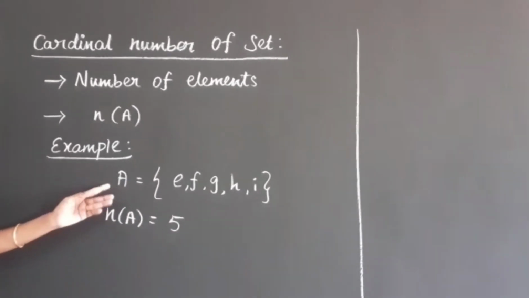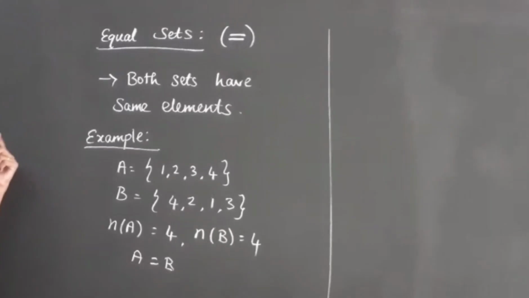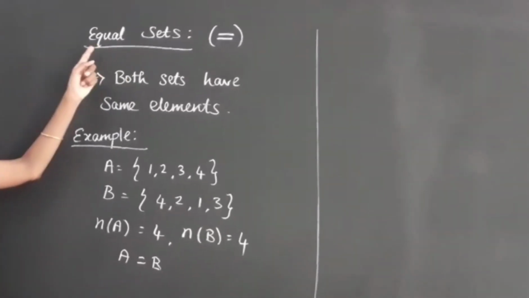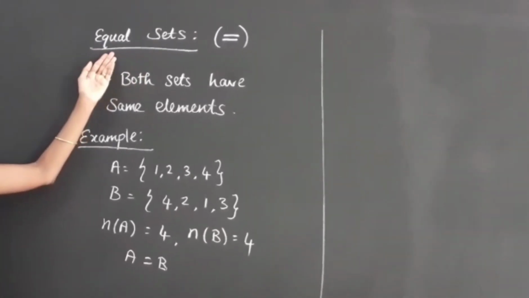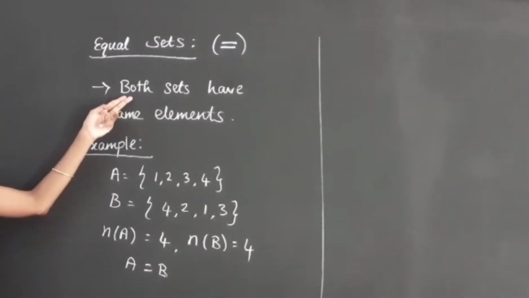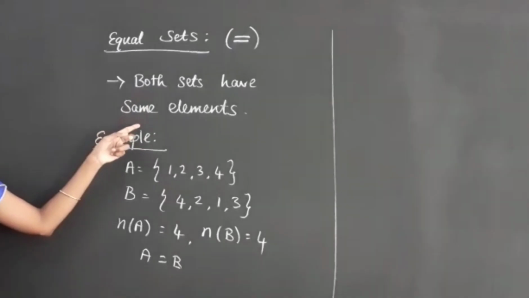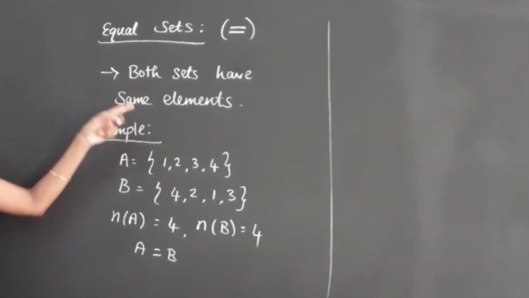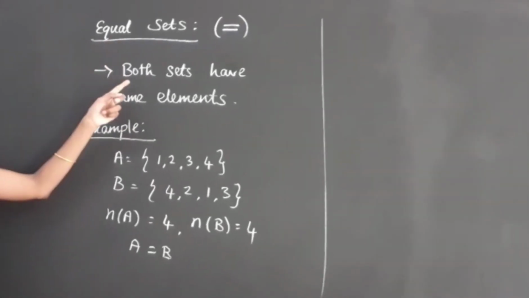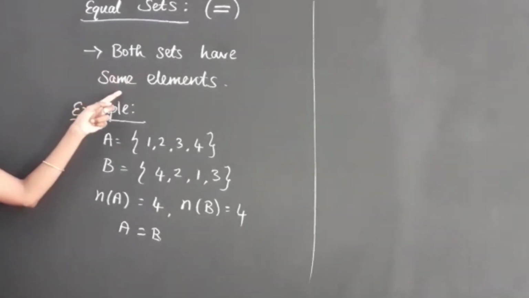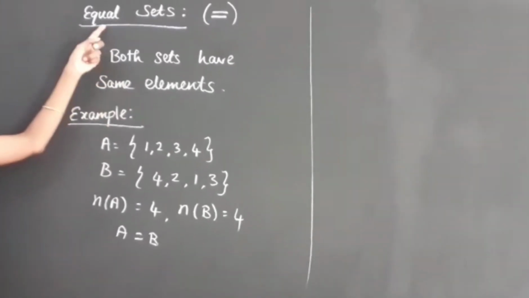Can you understand? Next set is equal set. Equal set means, consider two sets. If both sets have the same elements, they are called equal sets.